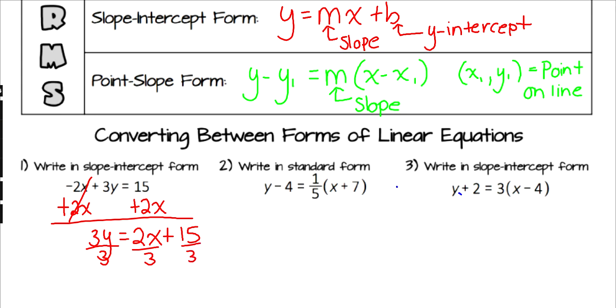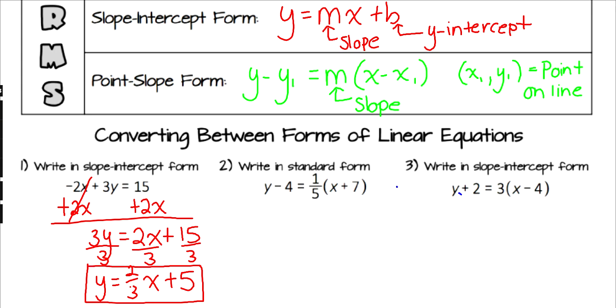Remember, when dividing, we have to divide every term by the number that we need to get rid of. So I'm left with y over here. 2 divided by 3, we're going to just leave it as a fraction. Our slope is 2/3, meaning we rise 2, run 3, with the x, and then 15 divided by 3 is 5. So 2/3 x plus 5 is in slope-intercept form. That would be my final answer there.